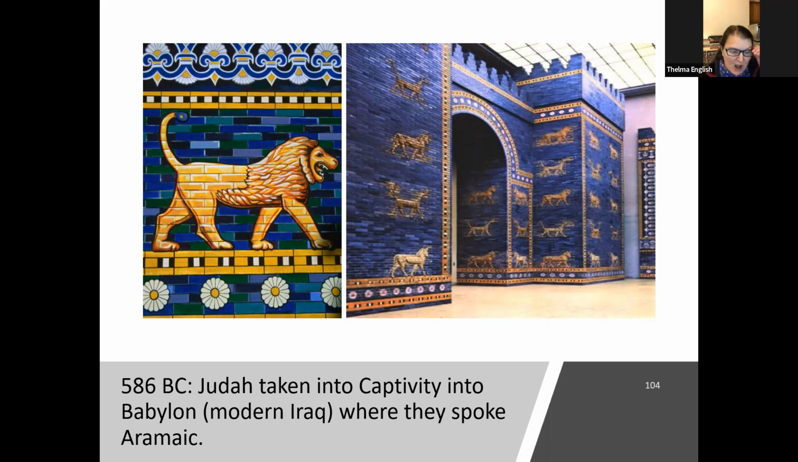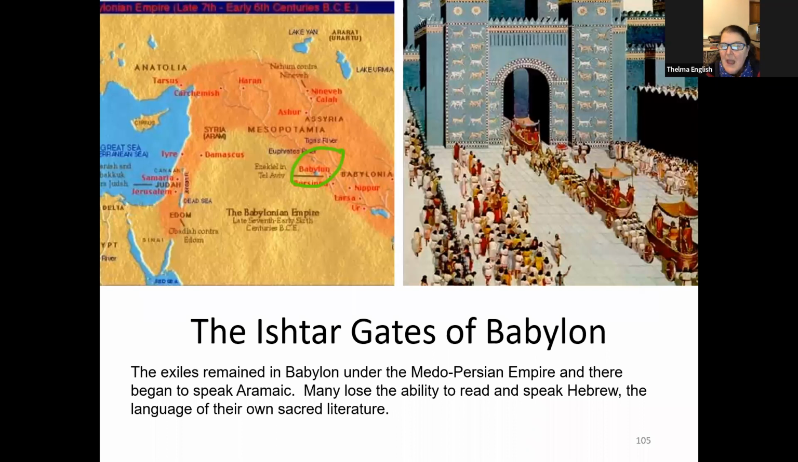That's modern day Iraq. And in Babylon, they were speaking Aramaic. The exiles remained in Babylon under the Medo-Persian Empire, and there began to speak Aramaic. So first they were there in Babylon. Then the Persians took over Babylon, and then they were under Persians. They were still in the same place. And that was Cyrus, who took over, and Cyrus let anybody who wanted to go back home go home.